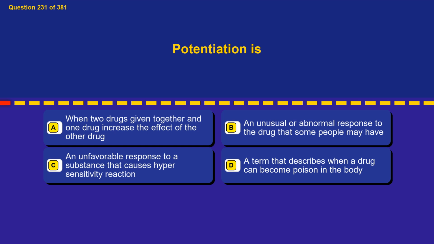Question 231. Potentiation is. Option A. When two drugs are given together and one drug increases the effect of the other drug. Option B. An unusual or abnormal response to the drug that some people may have. Option C. An unfavorable response to a substance that causes a hypersensitivity reaction. Option D. A term that describes when a drug can become poison in the body.